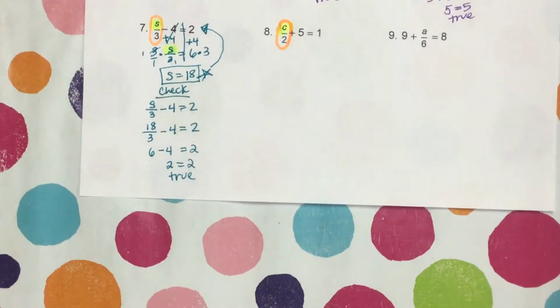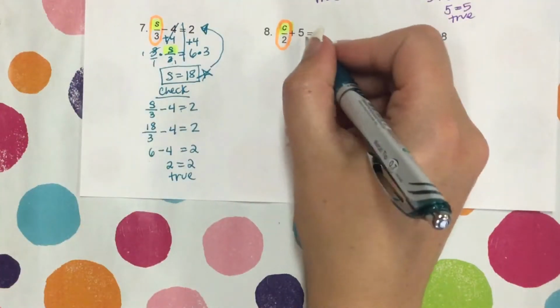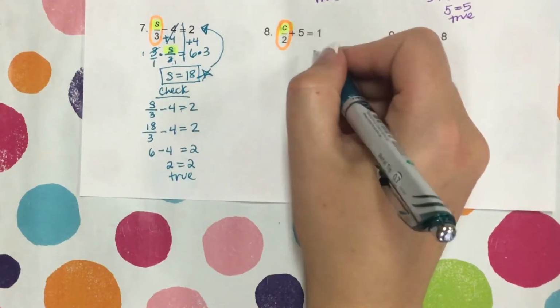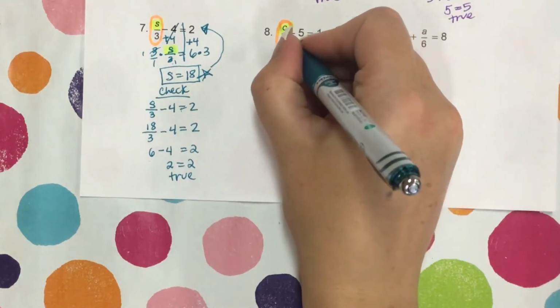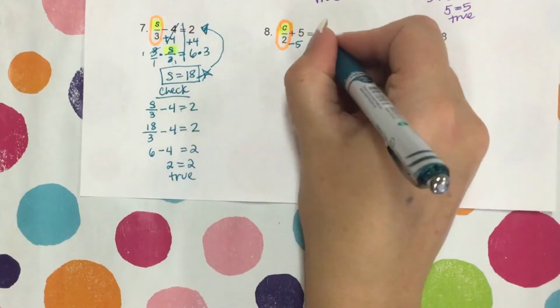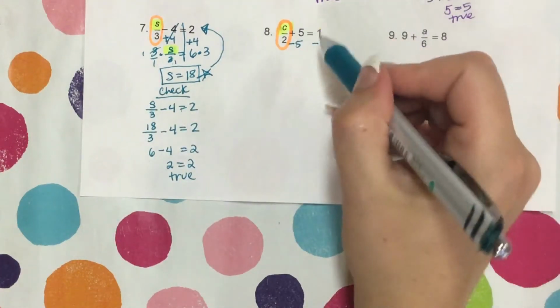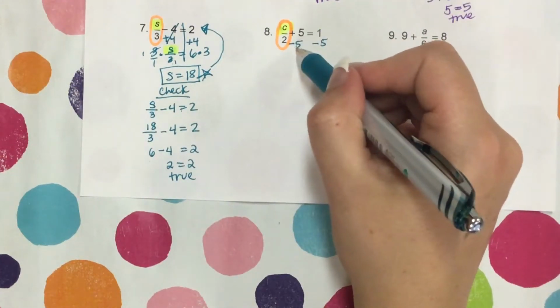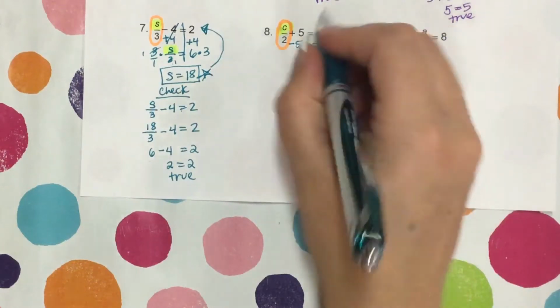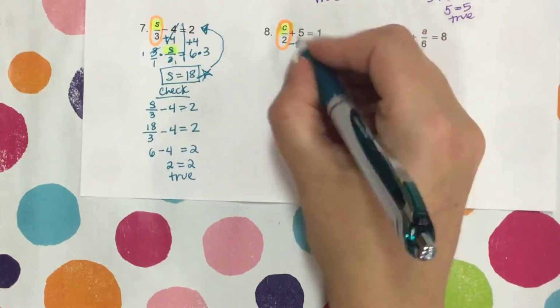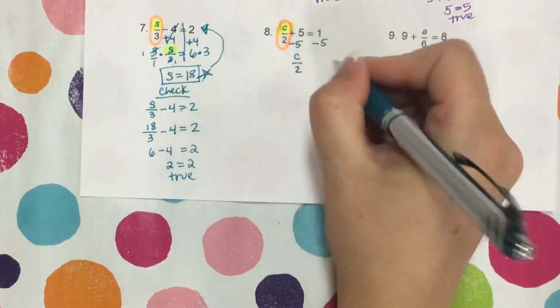Okay, so we have to get rid of this positive 5, or plus 5. So the inverse operation of plus 5 would be minus 5, or subtracted by 5, or negative 5, however you want to think about it. They all mean the same. Plus 5, negative 5, that cancels out and becomes 0, which is our goal because we're trying to get c by itself.